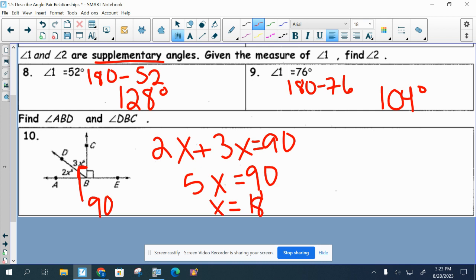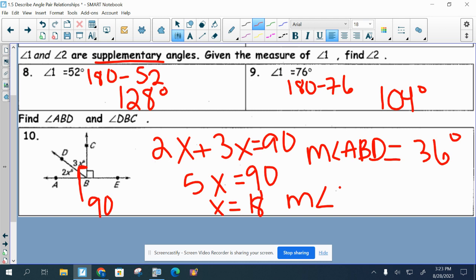So then if I plug that back in, the measure of angle ABD equals 2 times 18, which is 36 degrees. And the measure of angle DBC would be 3 times 18, which is 54 degrees.